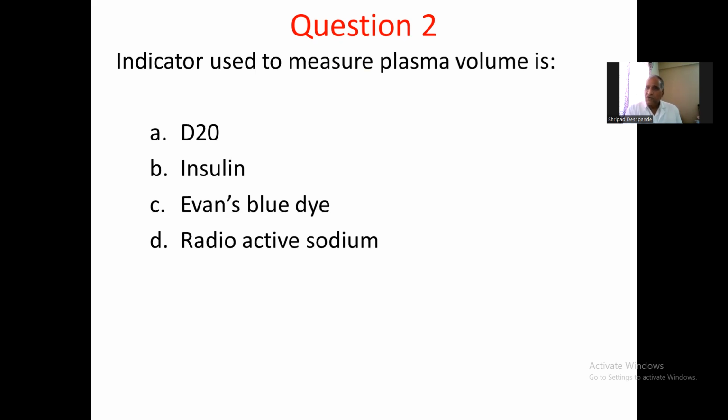Radioactive sodium is for the extracellular fluid. And Evans blue is the one which binds to the albumin, plasma albumin, and this is what is being used for the plasma volume estimation. The correct answer is the Evans blue, C. Evans blue.